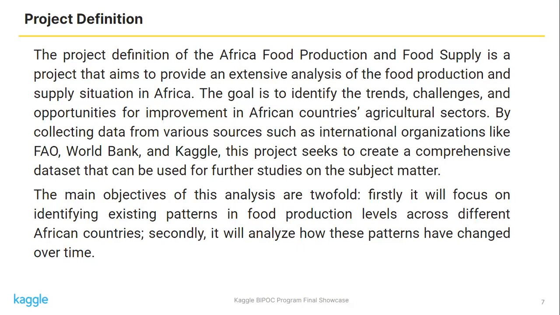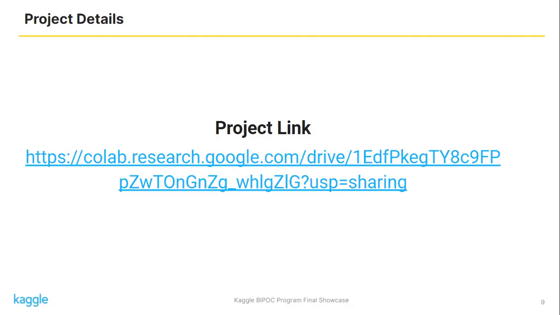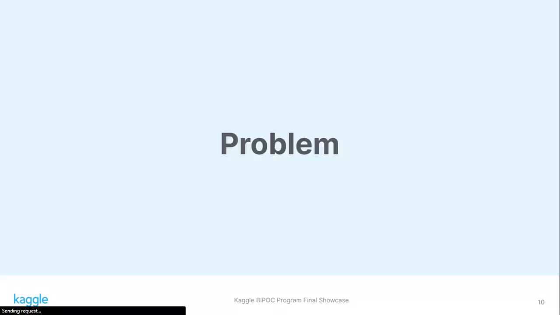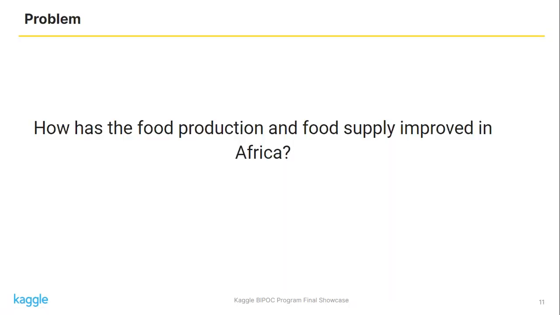The main objectives of this analysis are twofold. First, to focus on identifying existing patterns in food production levels across different African countries. Secondly, to analyze how these patterns have changed over time. Project details. You can find the details of my project on this link. Problem: how has the food production and food supply improved in Africa?